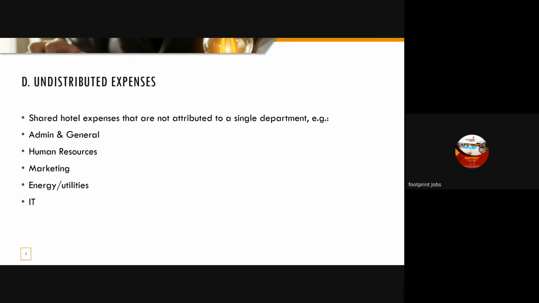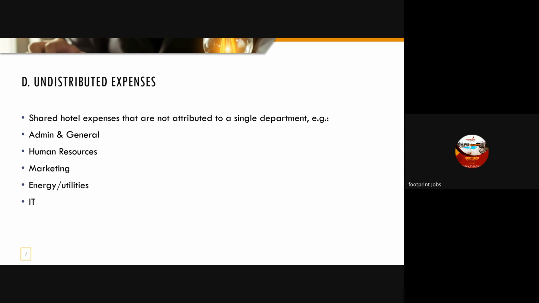Now we have admin and general. Admin and general, printing of documents, medicals, HMO, these are undistributed expenses. Anything that falls under admin is an undistributed expense because it's for the general purpose of the hotel. Then we have human resources that has to do with recruitment, firing, documentation. This is an undistributed expense.